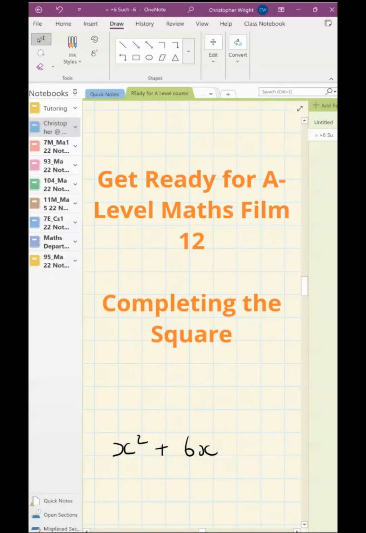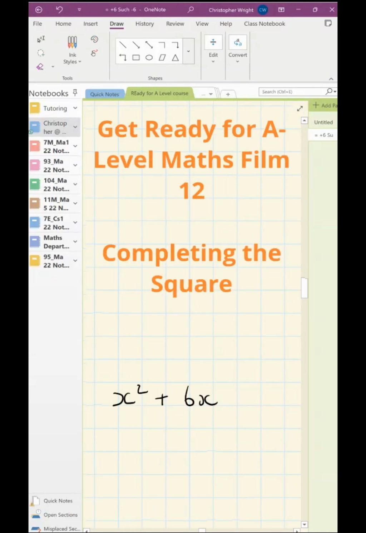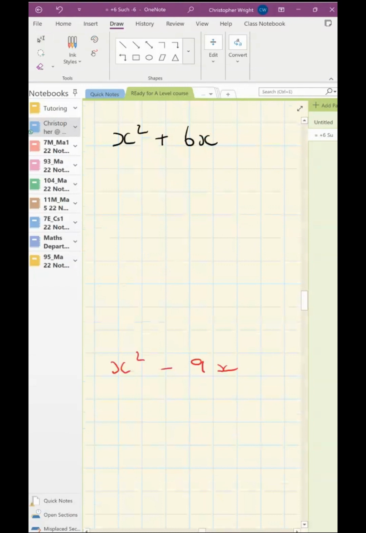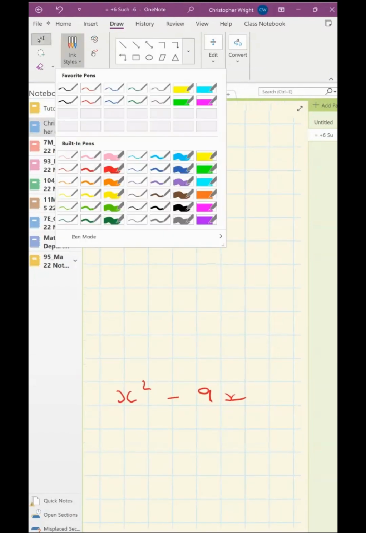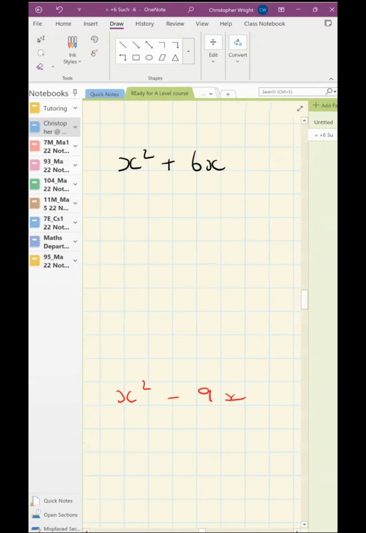Right here, we're getting ready for A-Level Maths Film 12, Completing the Square. Let's have a look at some easier and then more difficult examples. x squared plus 6x. Now, with any luck, you're familiar with completing the square already.